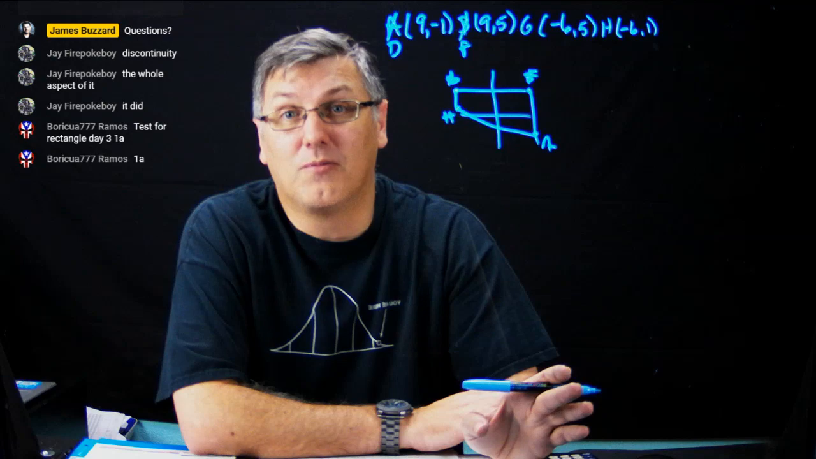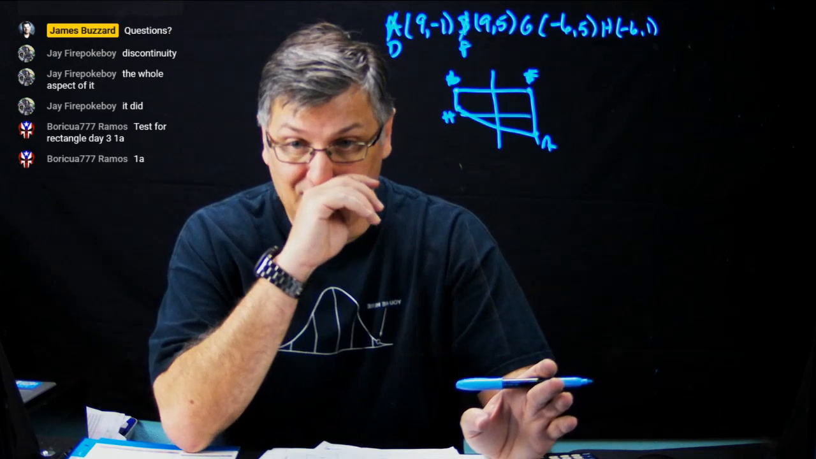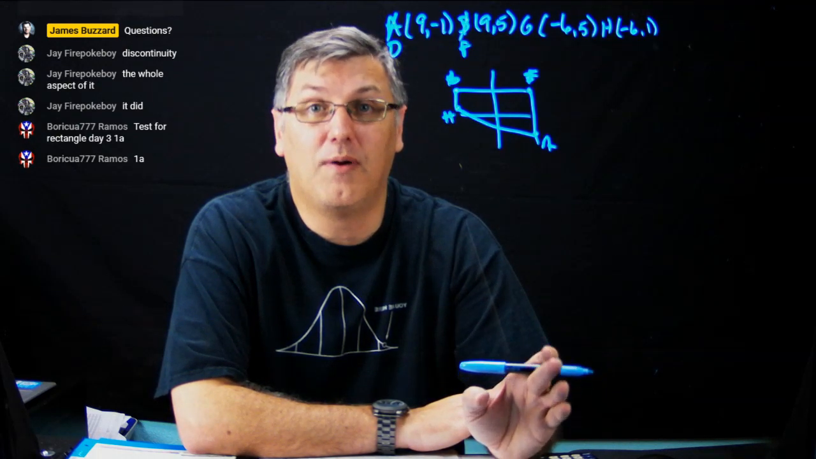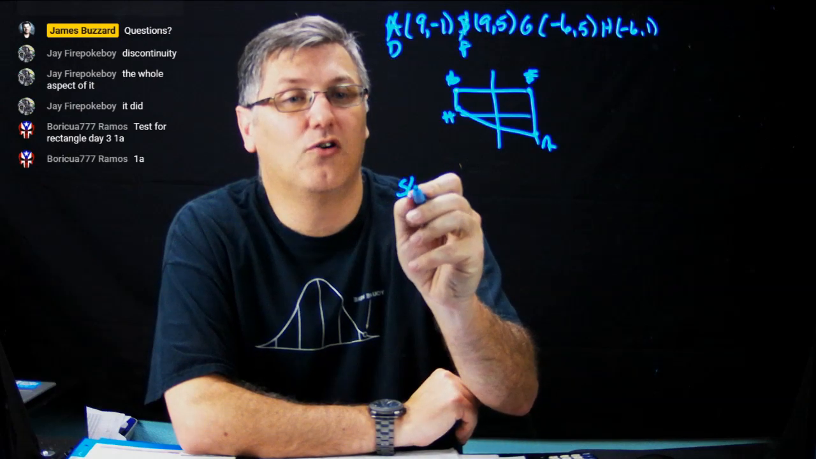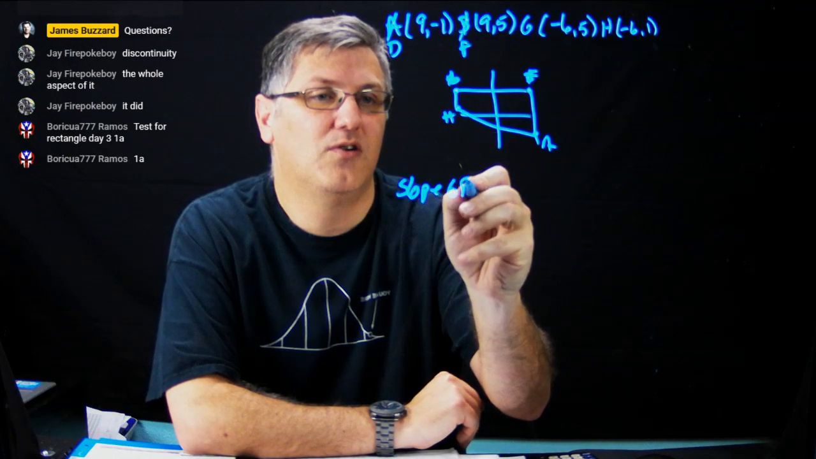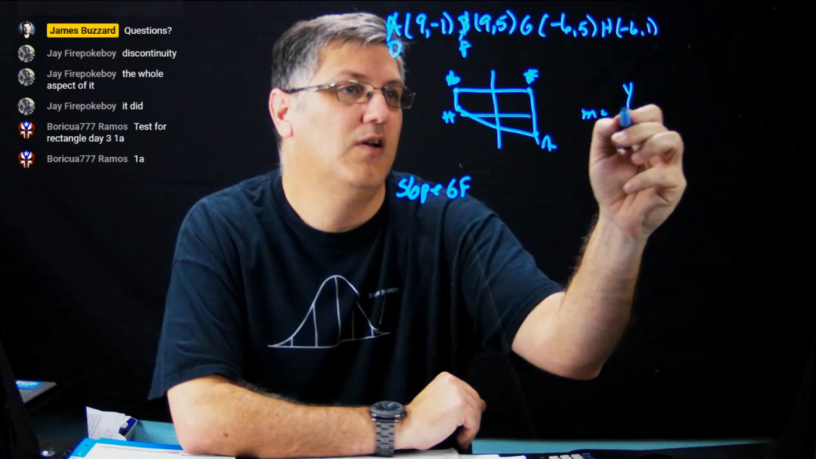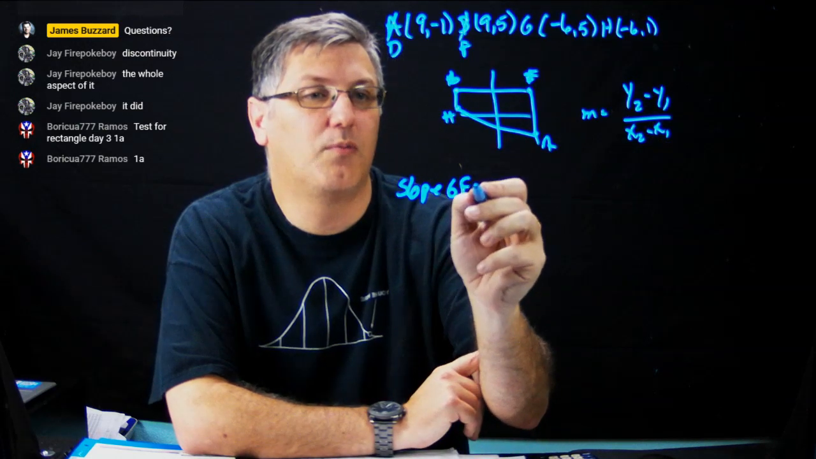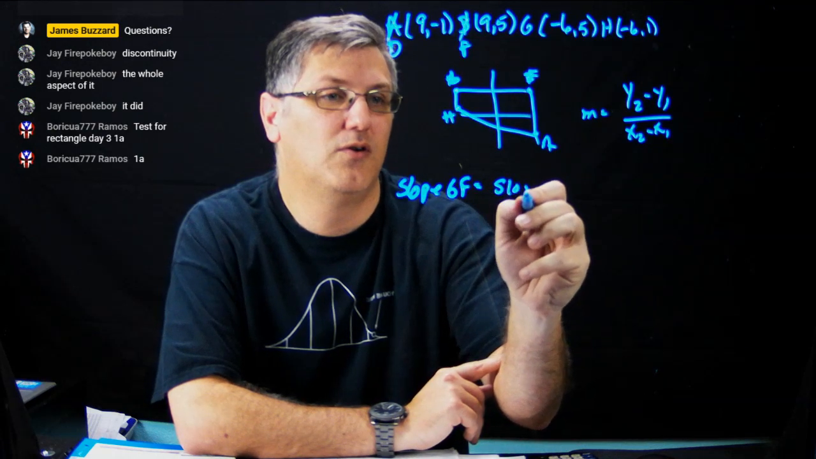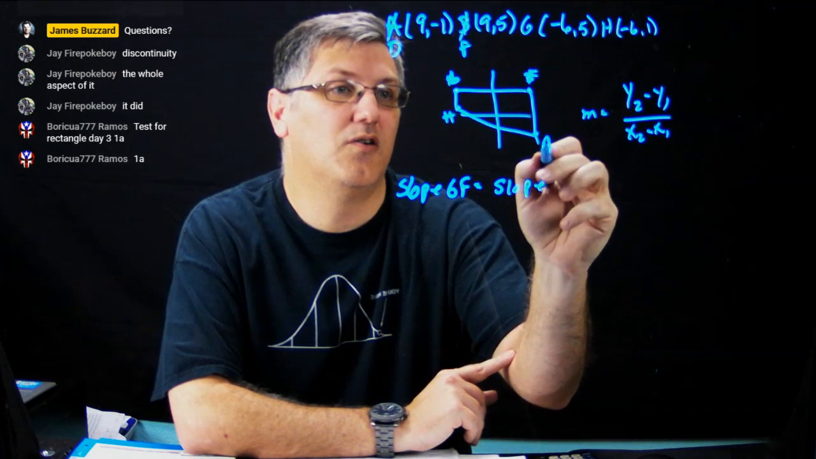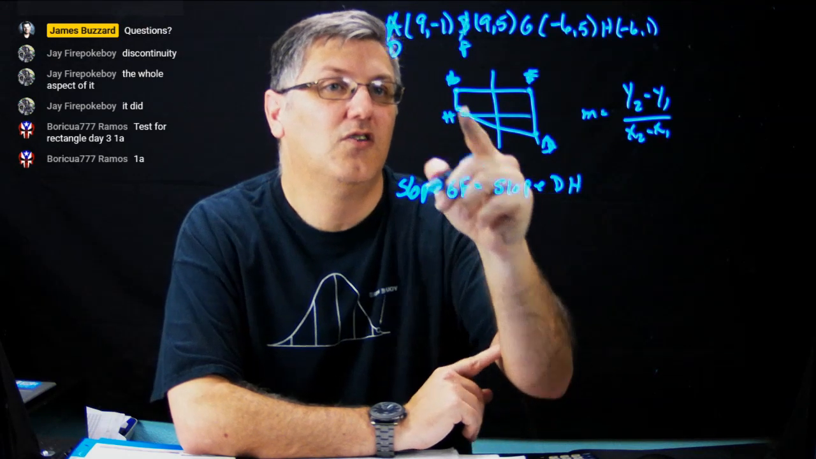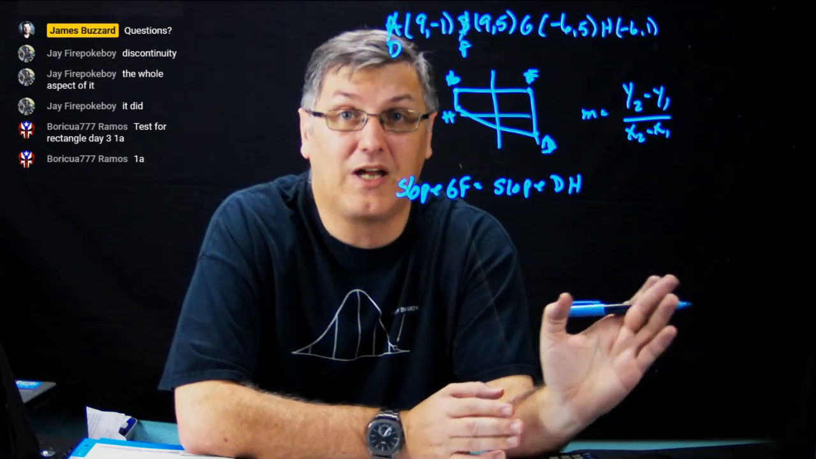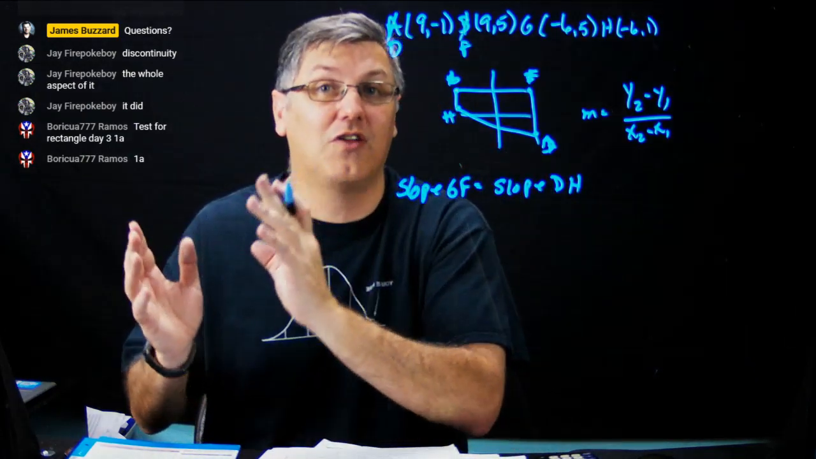First and foremost, we have to prove this is a parallelogram. To prove this is a parallelogram, I'm going to use my slope. I know that opposite sides of a parallelogram have the same slope. If you remember my slope formula, it is y sub 2 minus y sub 1 over x sub 2 minus x sub 1. So if I find the slope of GF, that should equal the slope of DH, because these are opposite. If they're not the same, it's not a parallelogram. If it's not a parallelogram, it cannot be a rectangle, because a rectangle is a parallelogram.